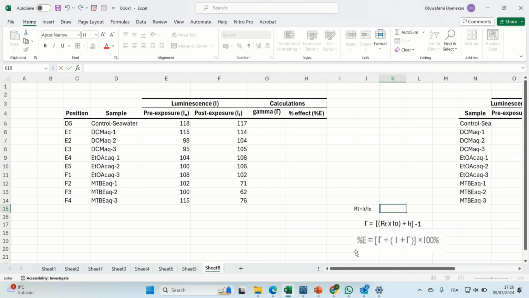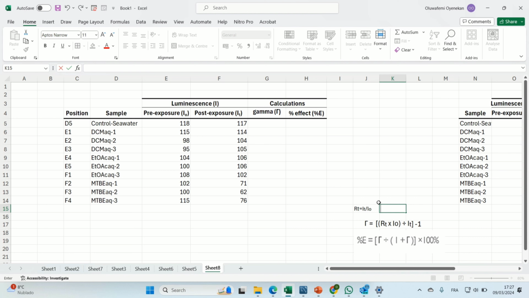So for the percentage effect, let me check if everything is intact. For the percentage effect, I have my gamma, which would be calculated in the second step, divided by bracket one plus gamma, then bracket close, times 100%. So that means everything is set, and I can go ahead with my calculation. For the RT, we have to use the first one, which is the control. Though you need to have an understanding of the literature to know what to do in some instances. So this is a constant. The RT is a constant.